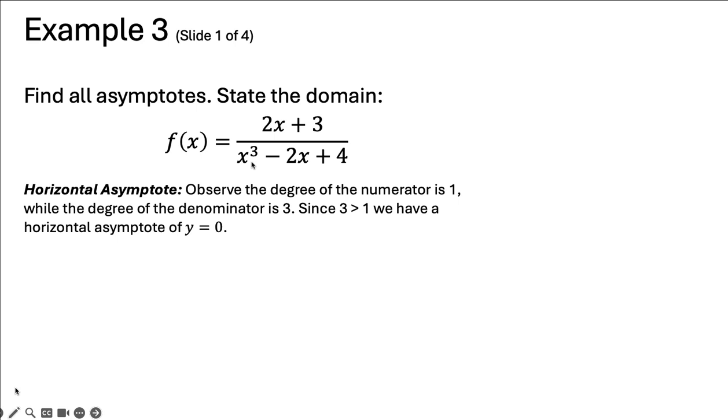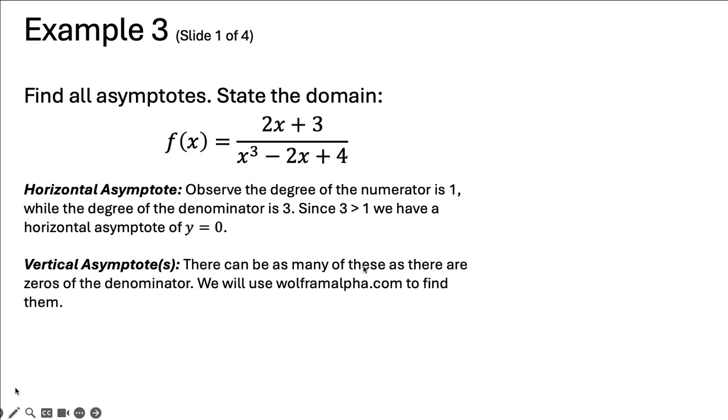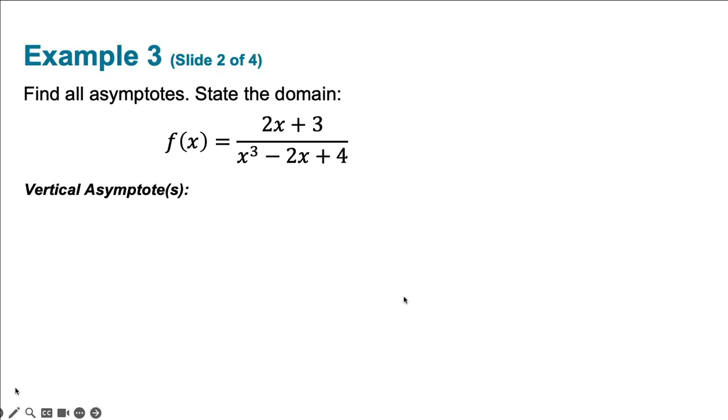If the degree of the denominator is bigger, then all you have to do is say, yes, there's a horizontal asymptote and it's y equals 0, which is basically the x-axis. So the only work that's involved is in finding any vertical asymptotes that exist. There can be as many of these as there are zeros of the denominator. And we're going to use wolframalpha.com to find them.